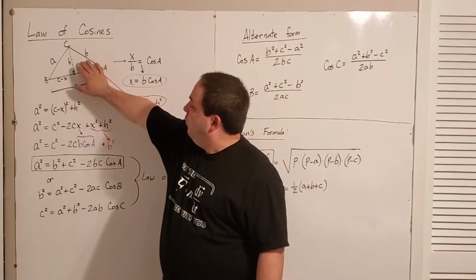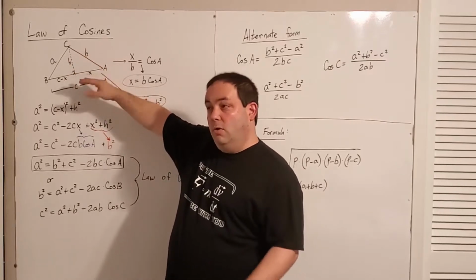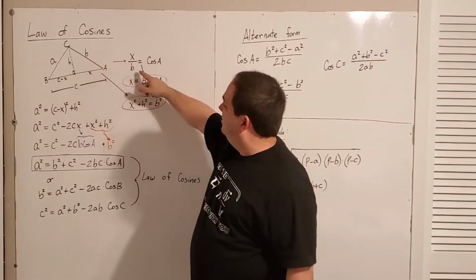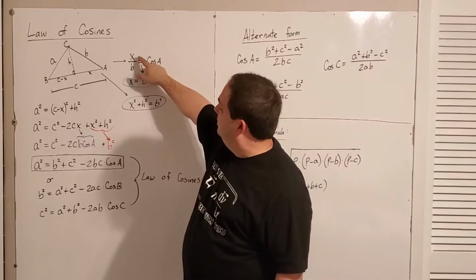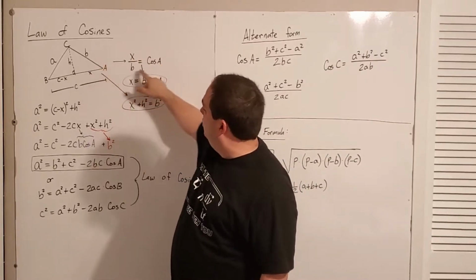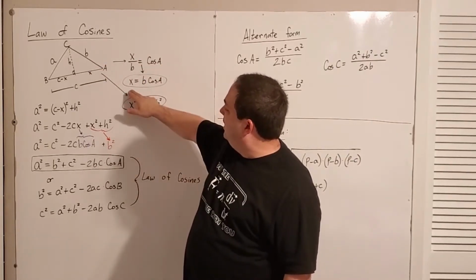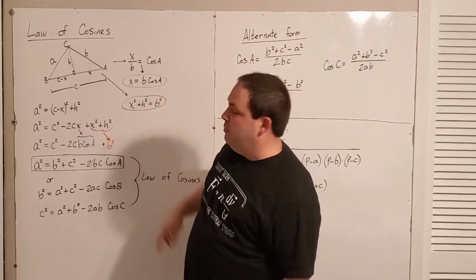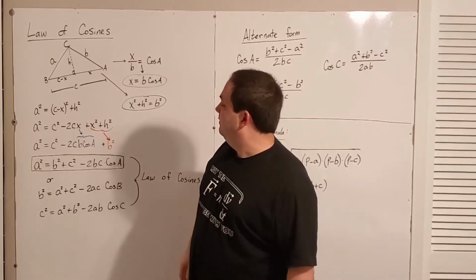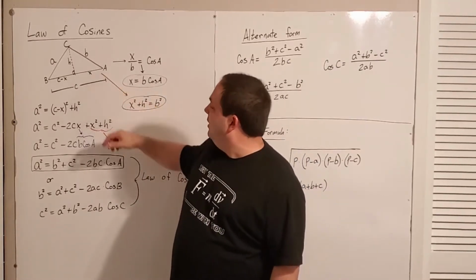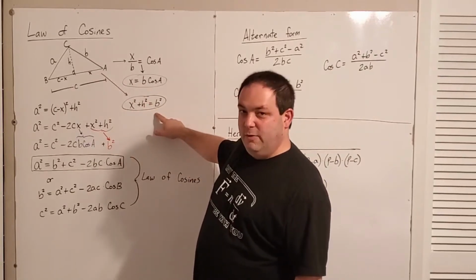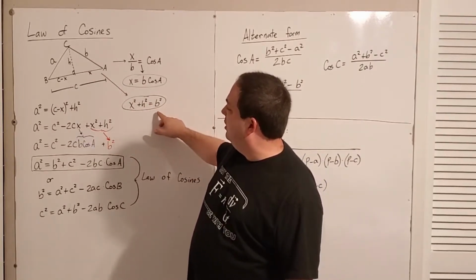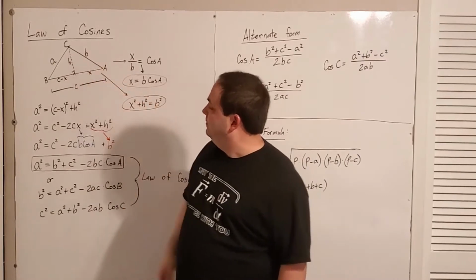Okay? From the right triangle on the right, I can set up a cosine ratio. X over B is the cosine of angle A, which tells me that X is equal to B times cosine A. Also, since it's a right triangle, it has to obey the Pythagorean theorem. X squared plus h squared equals b squared here.